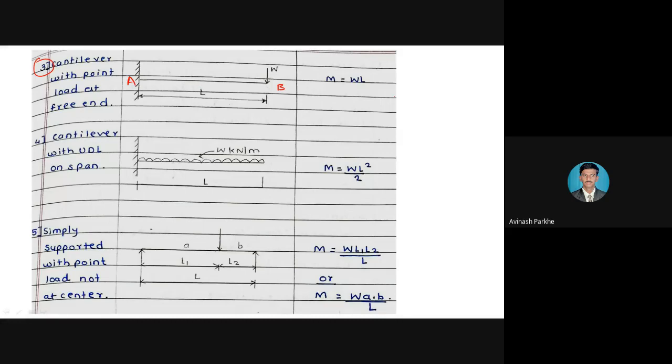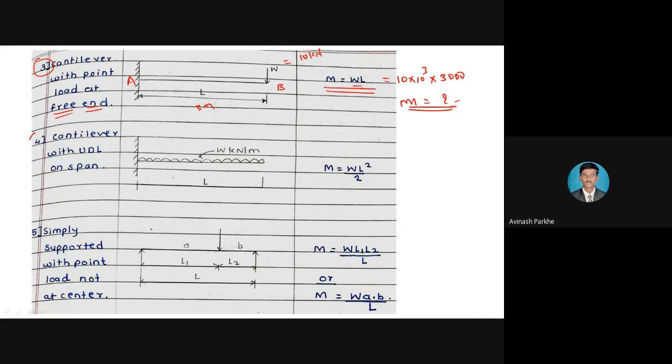If this case number 3 is given, directly I can calculate the bending moment. Capital M is equal to W into L. So here if W is given, again 10 kilonewton and length is given 3 meter. So W means 10 into 10⁻³ into length 3000. Whatever answer we will get, that M directly we have to put in the bending stress equation. So what is the case number 3? Cantilever beam with point load at free end. If this figure is given or this case is given, directly I can calculate the M formula by using M is equal to W into L.